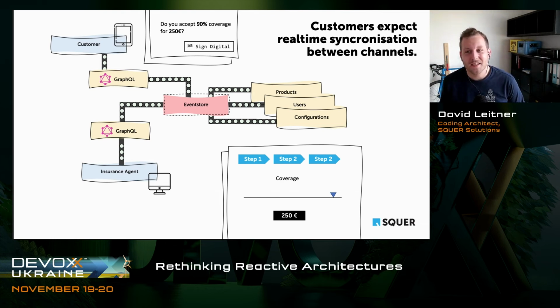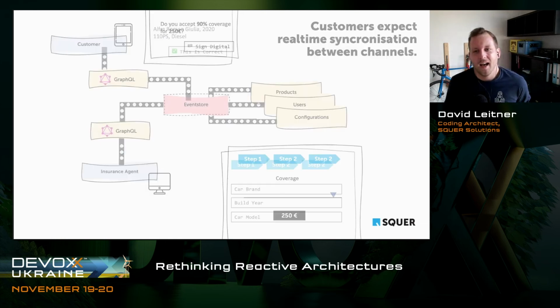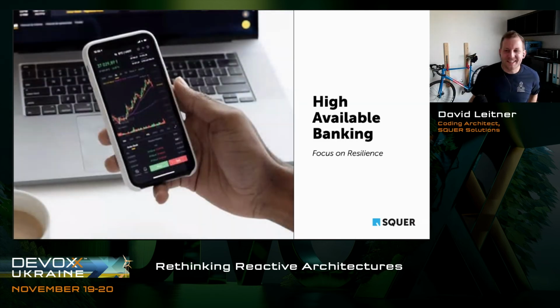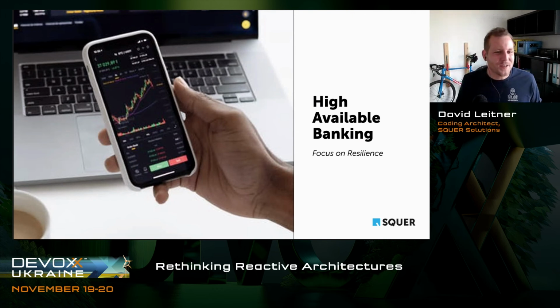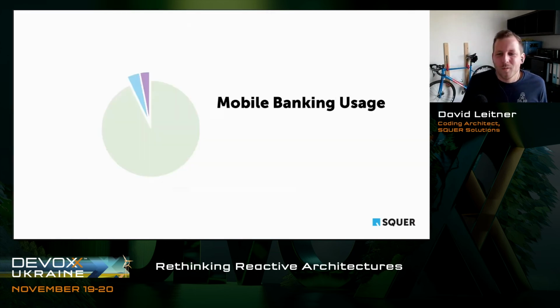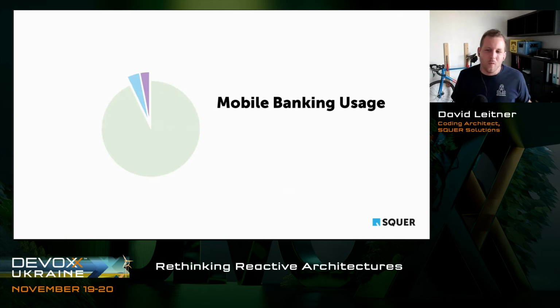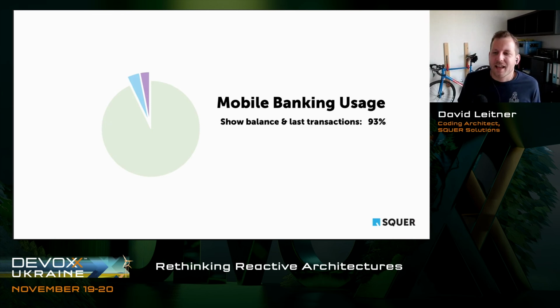And another example is highly available banking. As I mentioned before, I have a big history, so to say, in the banking industry. I've worked in various banks in Europe. And for banks, it's always important to be highly available, right? A few years back, I think 6 or 7 years, we did research before we started the mobile banking experience, and we found out that 93% of all mobile banking users do is show the current balance and last transactions, right? Maybe you can see yourself in this.